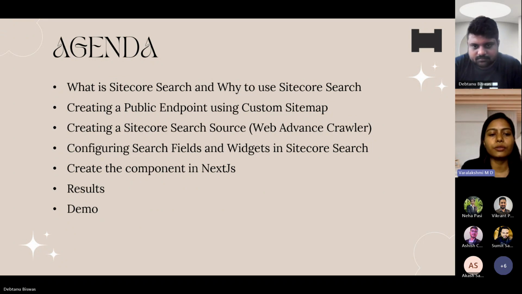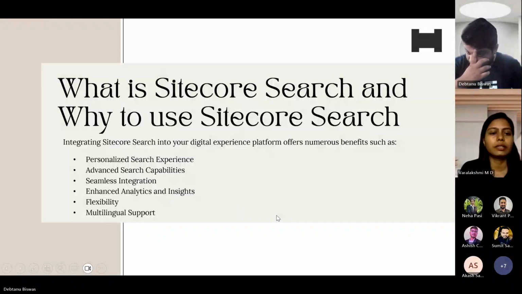After creation of the source, we have to configure the search fields and widgets in Sitecore Search. We will also be creating a component in Next.js to consume all the search fields and display our data. We will have a live website and show the result. And finally, we have a demo. We have divided the demo into two parts: custom sitemap creation, and the other one is the CEC portal, which is Sitecore Search.